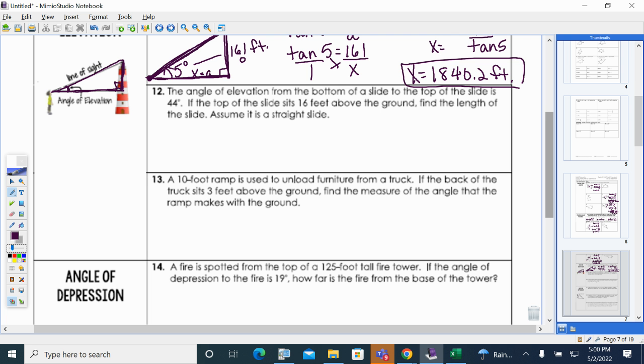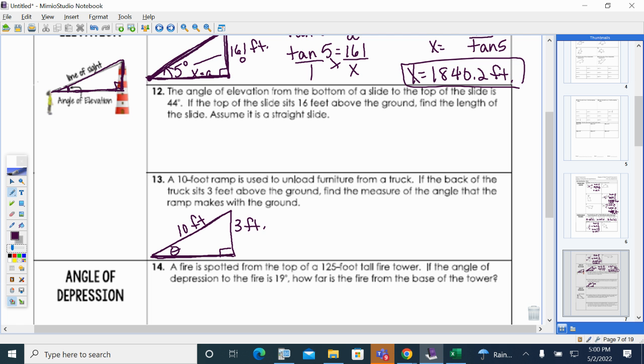So again, I'm going to use that same triangle and just label the parts. The ramp is used to unload furniture from a truck, so the ramp would be the hypotenuse, a 10-foot ramp. If the back of the truck sits 3 feet above the ground, that indicates a vertical distance. Find the measure of the angle that the ramp makes with the ground. So the bottom is going to be our ground level.